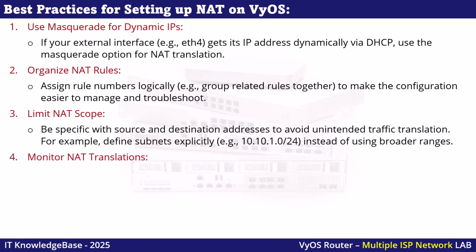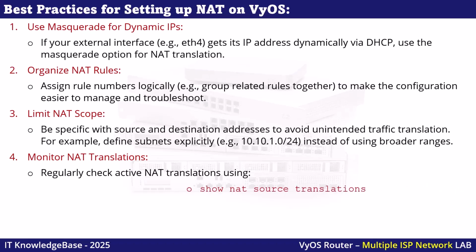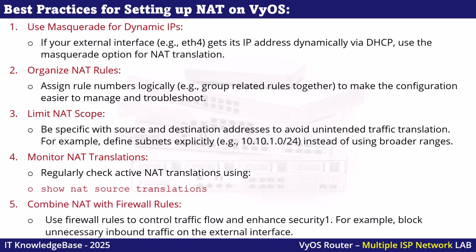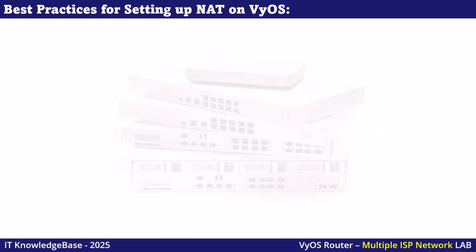Number 4 is monitor NAT translation. Regularly check active NAT translation using this command. This helps identify any issues or unusual traffic patterns. Number 5 is combine NAT with firewall rules. Use firewall rules to control traffic flow and enhance security. For example, block unnecessary inbound traffic on the external interface.